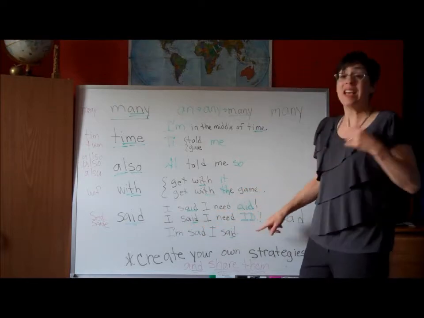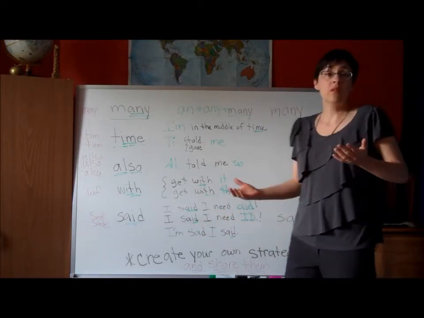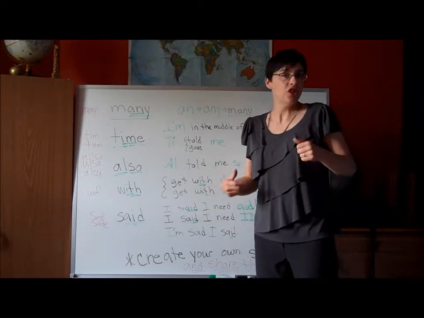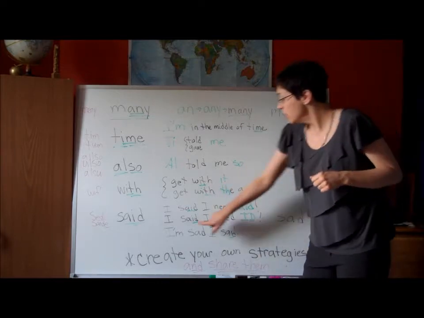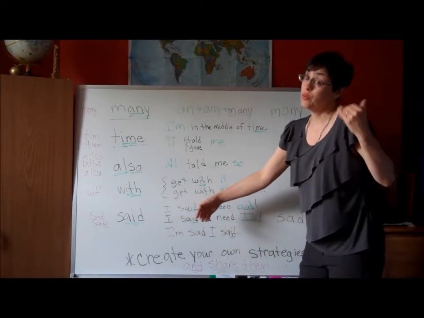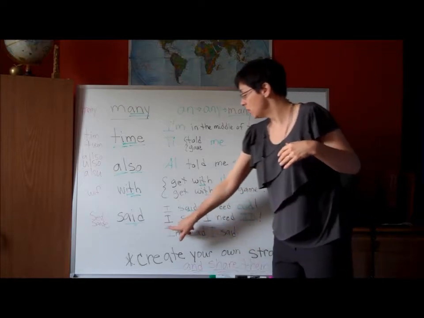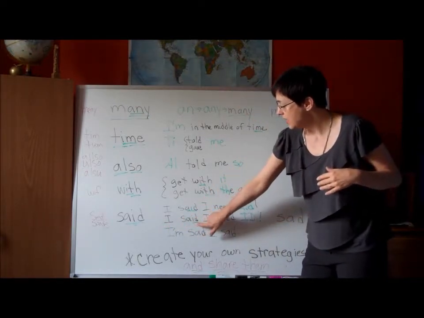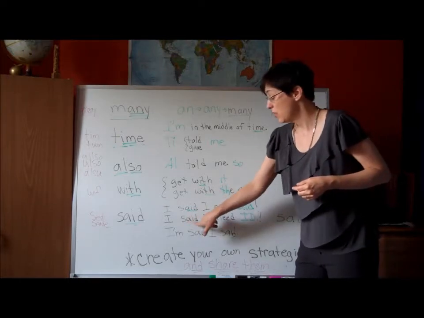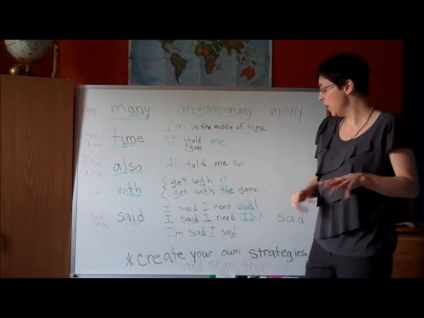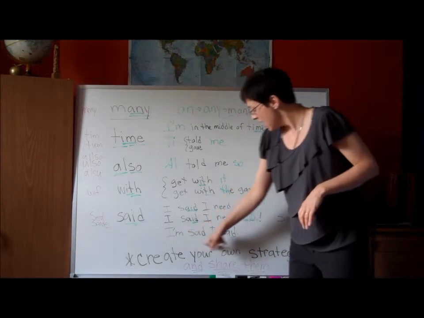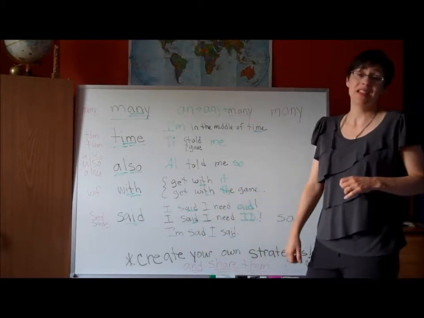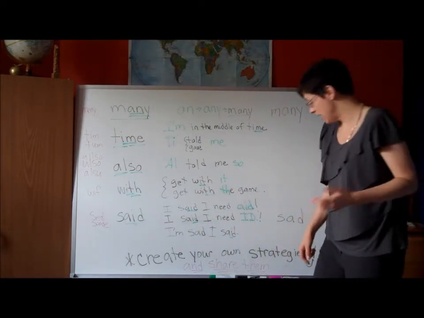I said I need ID. I want to go to the movies. I need my student ID to get the cheap fare or cheap ticket. Or even if you're going on the bus, you want to get the cheap fare, you need your student ID sometimes. So I said I need ID, identification. ID is in the ending part, last part of the word said. That helps some people.